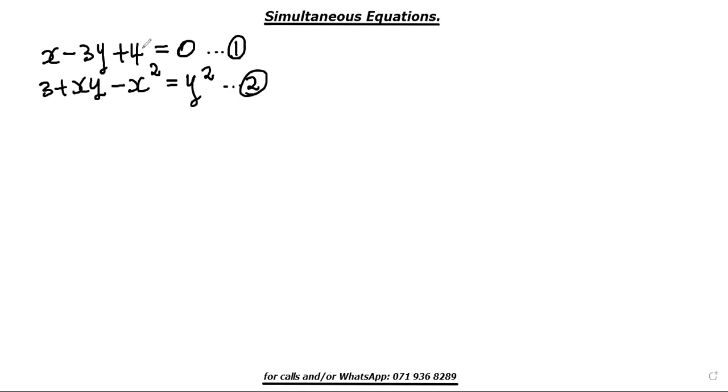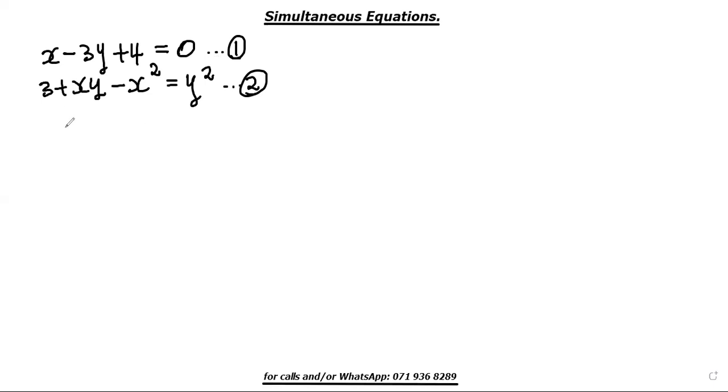So we go to the simplest equation, which is the first one, and we try to express one variable in terms of the other. Here we see that it's easier to express x in terms of y as opposed to expressing y in terms of x, because if we try to make y the subject of the formula, we end up having fractions. And trust me, you don't want to work with fractions.